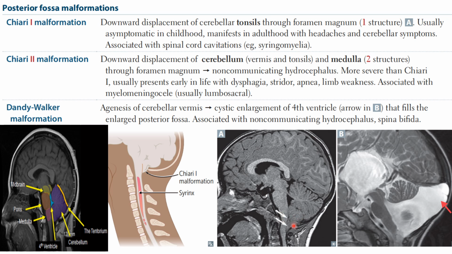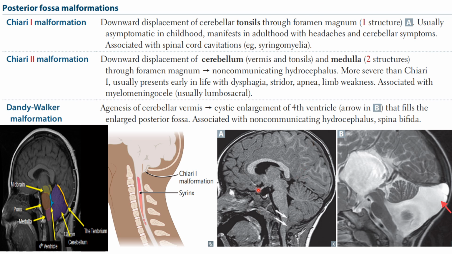So here we have the cerebral tonsil, and as you can see there is a downward shift in the tonsil through the foramen magnum. Here we have the foramen magnum. Foramen magnum is an opening through the occipital bone. It's a wide, oval shaped opening where all these structures pass by.